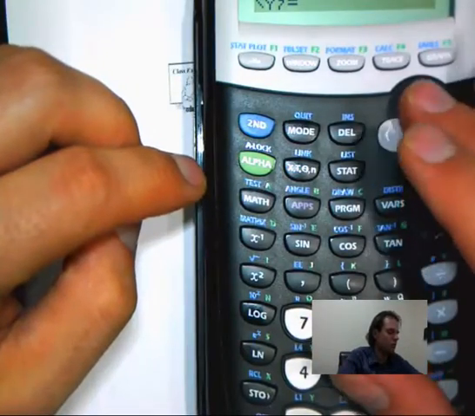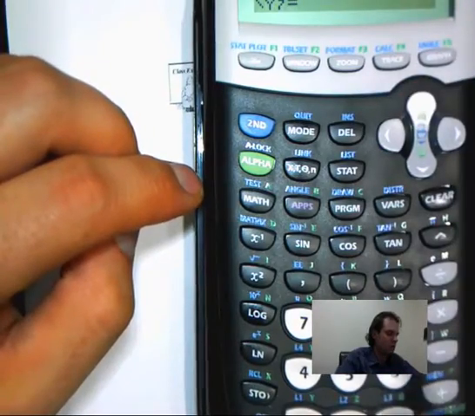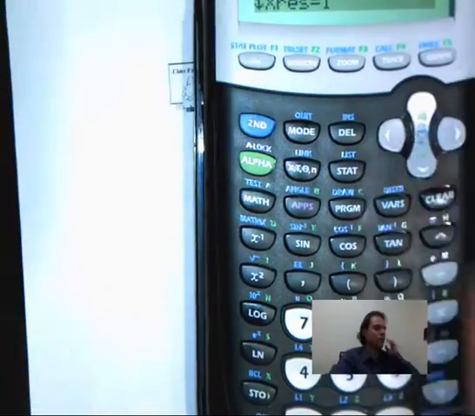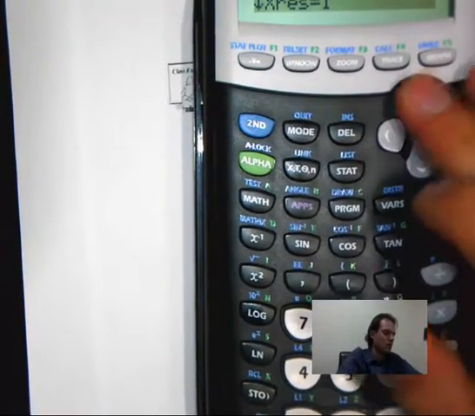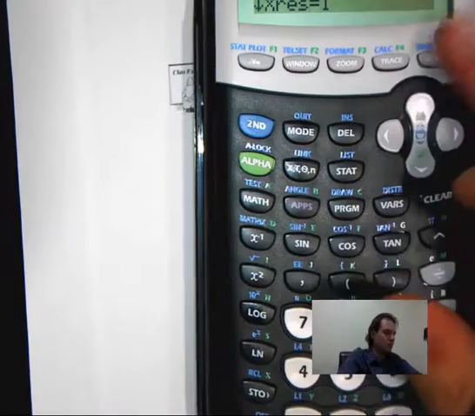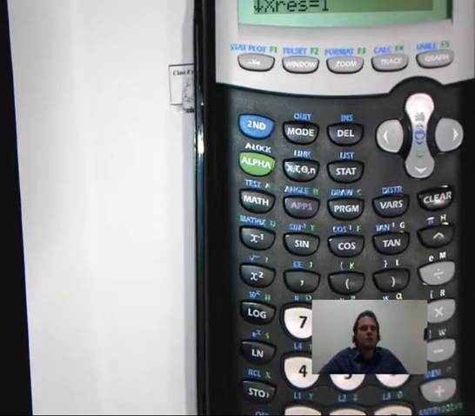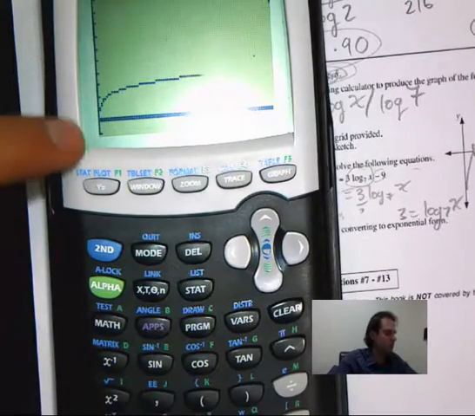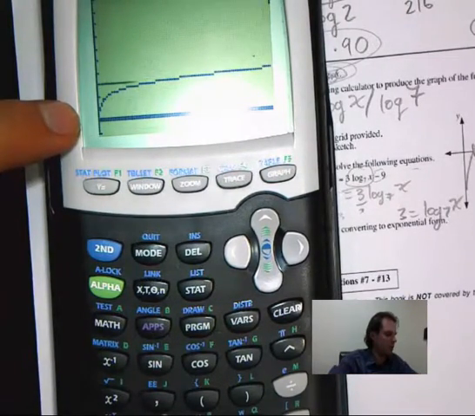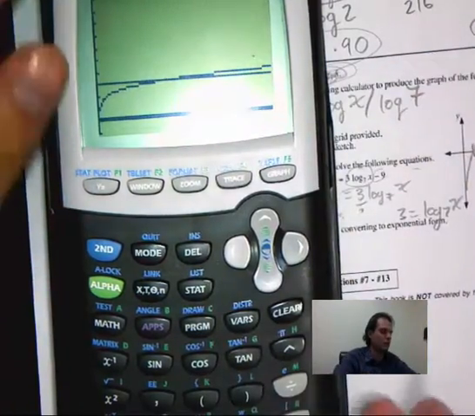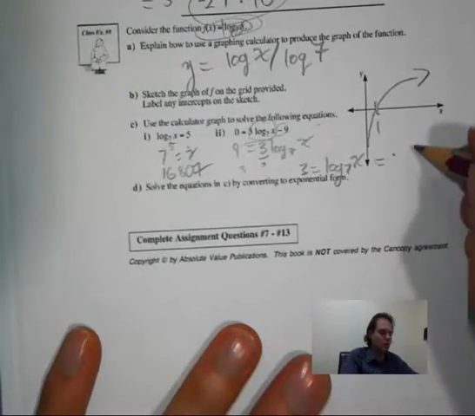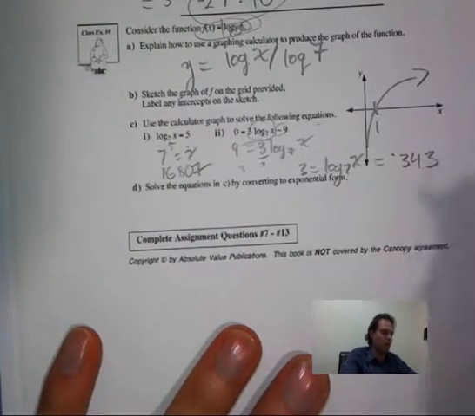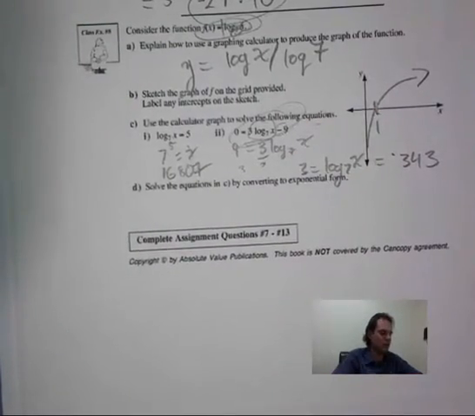Now my y is going to be 3. Now my window for this is going to be a lot smaller because 7 squared is 49, and I'm going to just put 1000 because 7 to the power of 3 is only 343. So I'm just going to put 1000. And there we go. And there we found my intersect. When we calculate my intersect, it is going to be equal to 343 if we do this one. Okay, that's my x value.